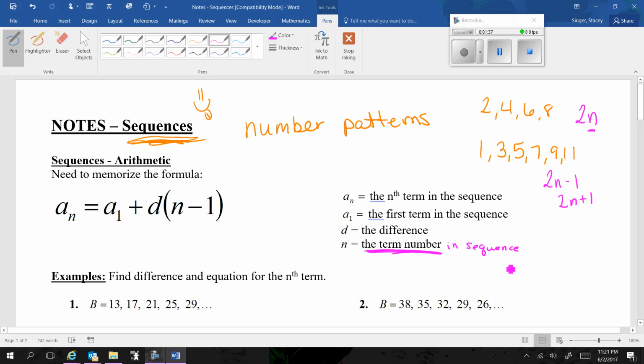What is the n? The n is the term number in the sequence. So all that means is if I have a list of 20 numbers and I want to talk about the 12th number in the list, n would be 12. That's what that means.